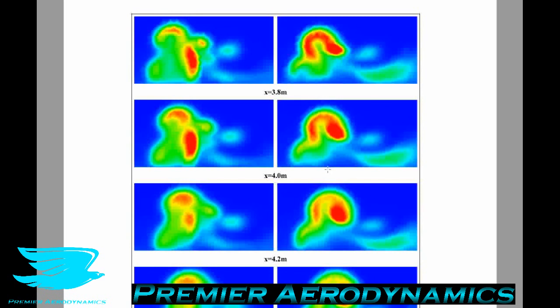So that indicates that potentially there's going to be more drag, but also if you have an object downstream, it's going to have more of a wake to deal with from Model B compared to Model A.